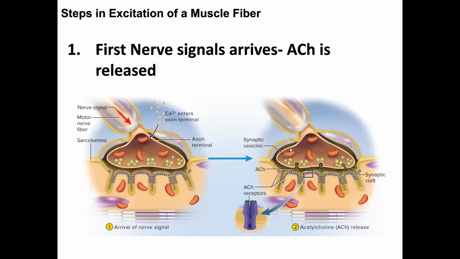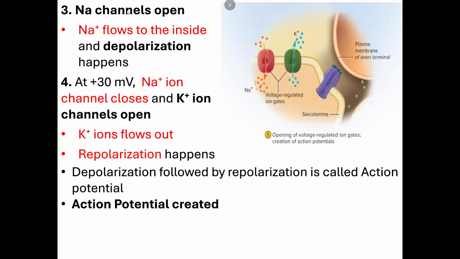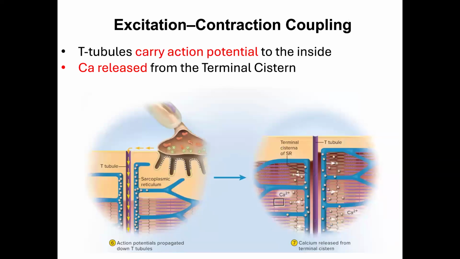Action potential is created. And here you can see the sodium potassium channels have already started opening. And we said sodium flows to the inside, so there's a depolarization happening. Potassium flows out, repolarization happening. Action potential is created. It's all repetition of what I said so far. And so an excitation from a nerve is now converted into a contraction. This is what we call excitation contraction coupling.